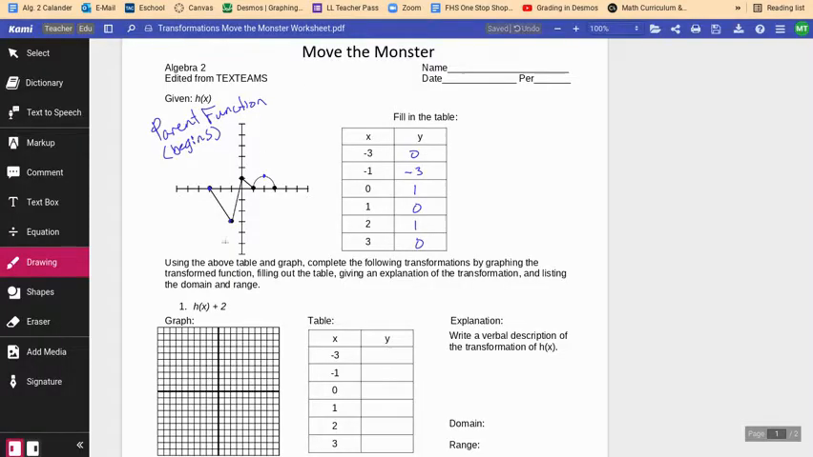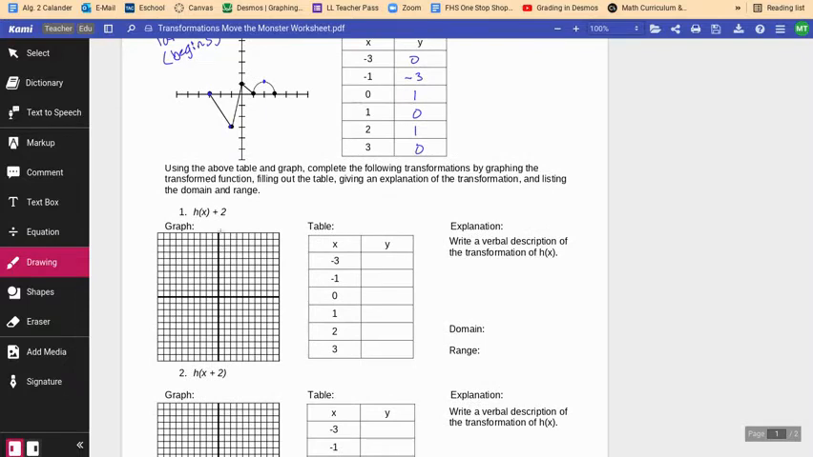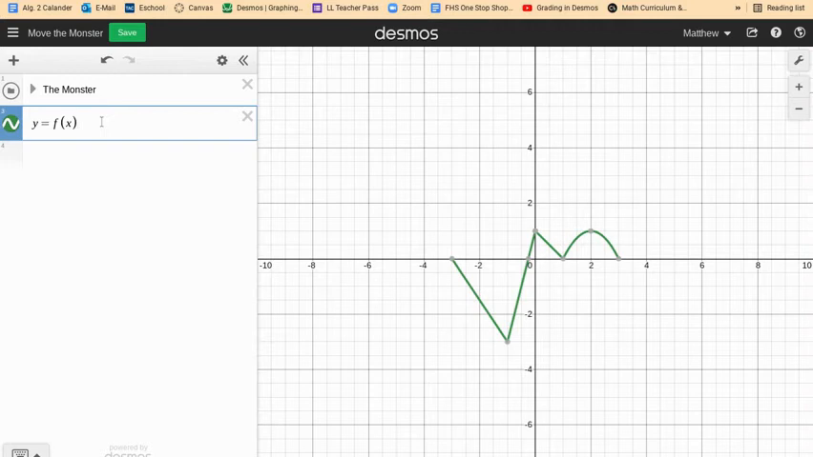Okay, so the first thing that it wants us to do is figure out what happens when we take our function, our monster, and we add 2 here at the very end outside of parentheses. So I just go to the end and I add 2. Okay, and so this basically shifted up. And so now I have a few points. So I need this point right here.